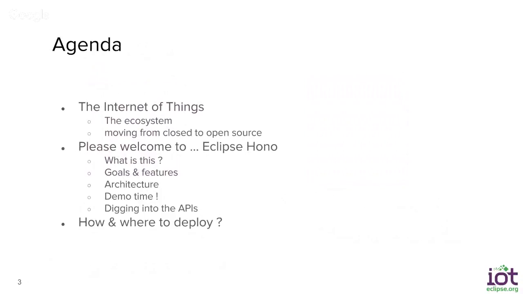Okay, so this is the agenda that we will follow during this meetup. Just some information around the Internet of Things, the protocols, the communication pattern, and something like that. And then we'll introduce the project, so Eclipse Hono, the goals, the features, the architecture, and we'll have some demo time for that, showing how actually Hono works and how we can use that for interacting with devices.